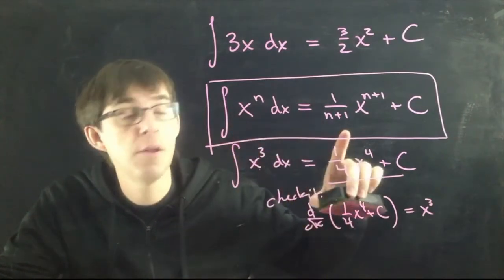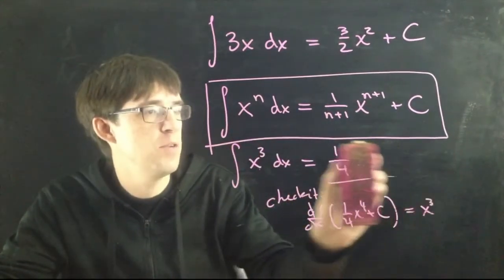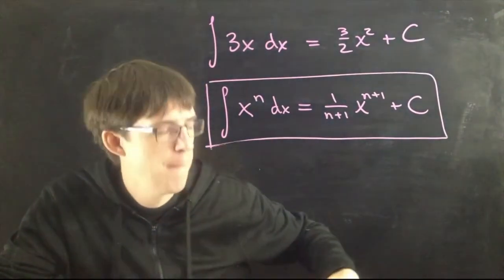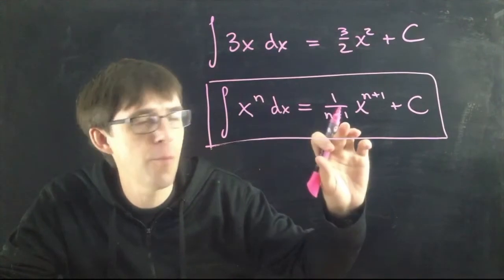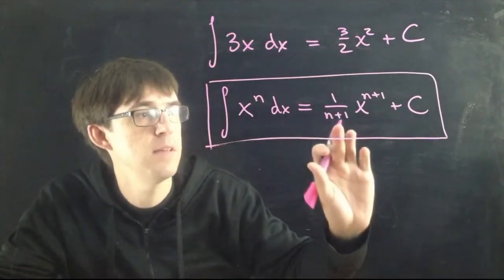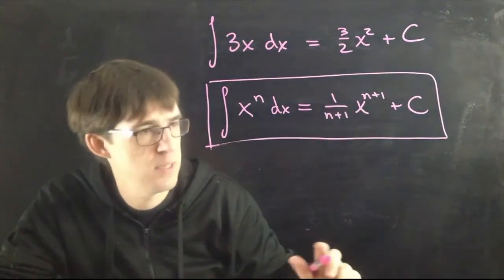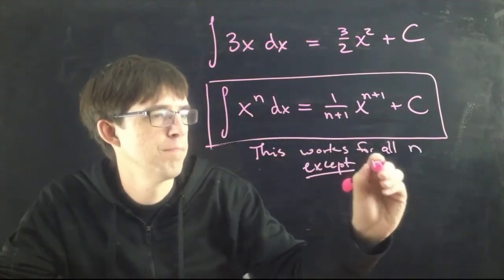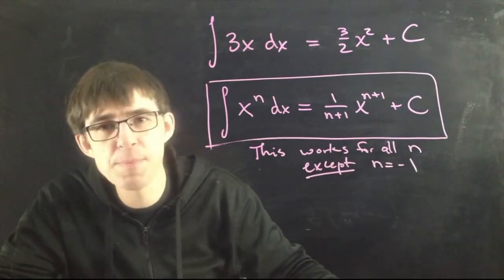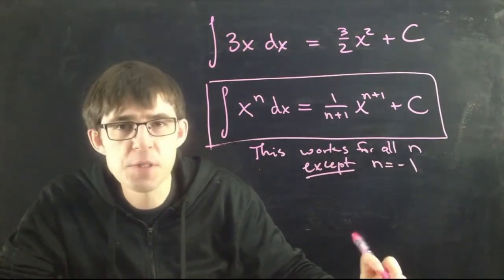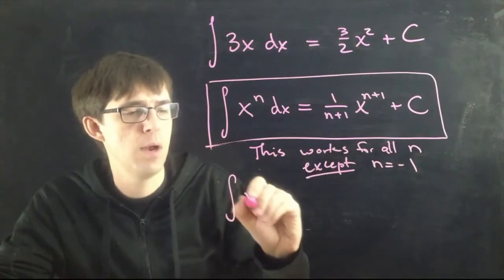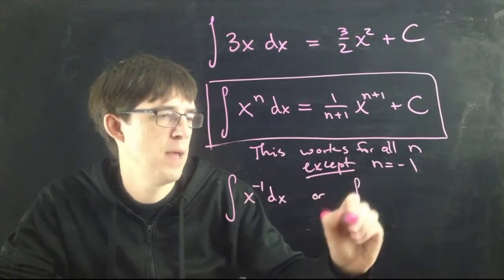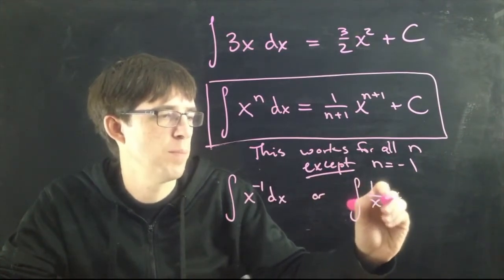Except there is one value of n for which this formula does not work. And you can tell, if you look on the right-hand side, we see n plus 1 in a denominator. That means automatically this cannot work if n is -1, because then this will have a 0 in the denominator. So this works for all n except n equal -1. There must be a special rule for x to the -1 power, right? Also known as 1 over x. That's what -1 power means.